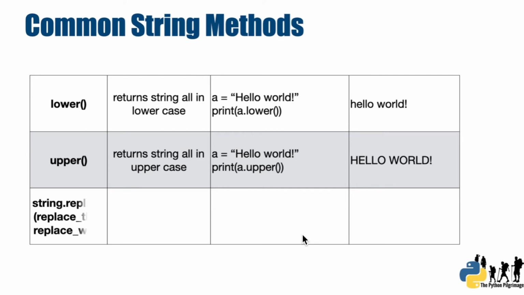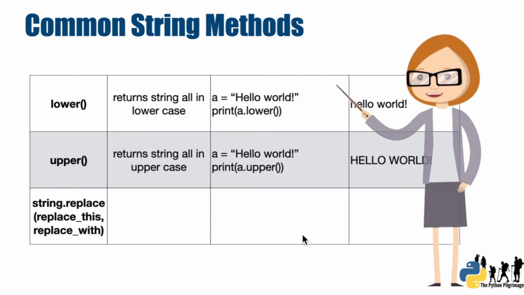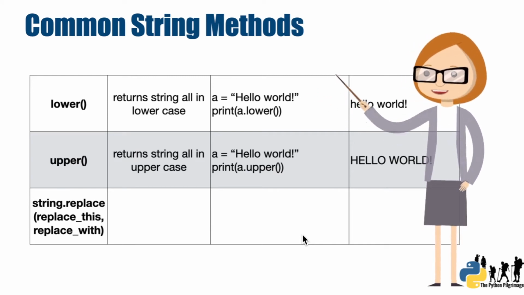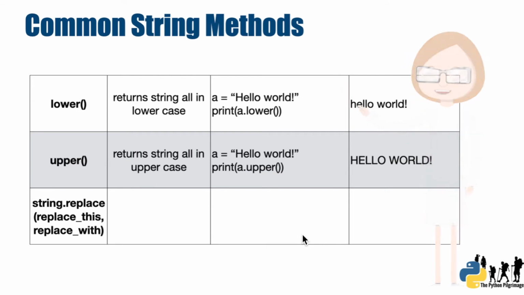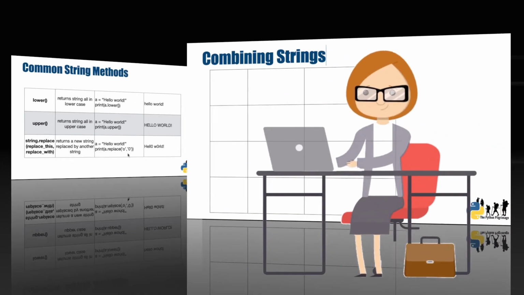Replace. The format for replace is string.replace, and then it should have the string that you want to replace and the string that you want it to be replaced with. For example, "hello world". You want to replace all the o's with a 0. So a.replace, and then "o" should be the character or the string that you want to replace, and then "0" is the character or set of strings that you want it to be replaced with. That makes "hello world" without o, but now with zeros.